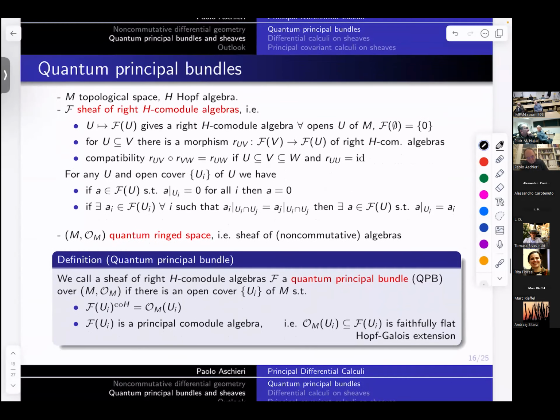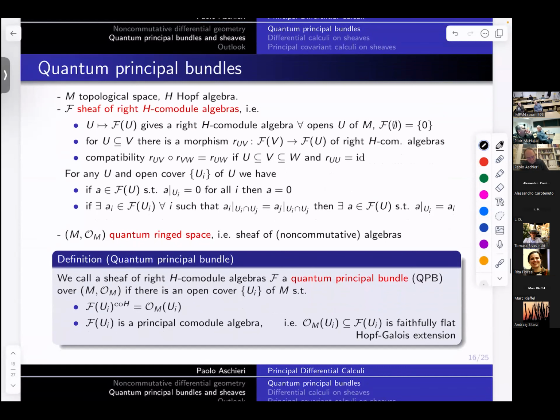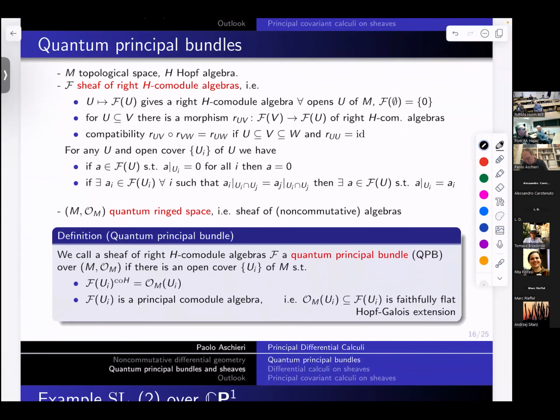So we were at the definition of a principal bundle. Just to make sure we are on the same page, when you say a sheaf, you mean a sheaf over the same topological space M over which you take your ring space, right? Yes. So there are two sheaves, this and this, both on M.